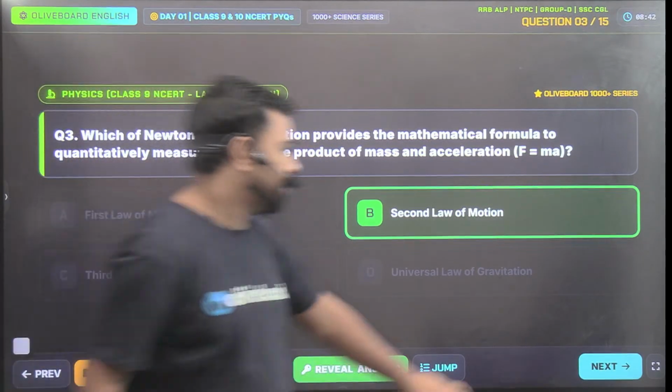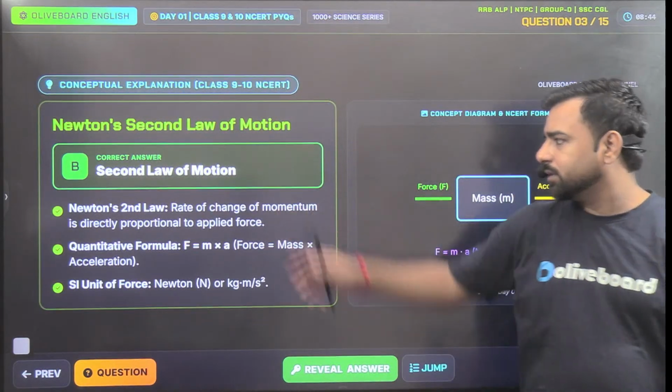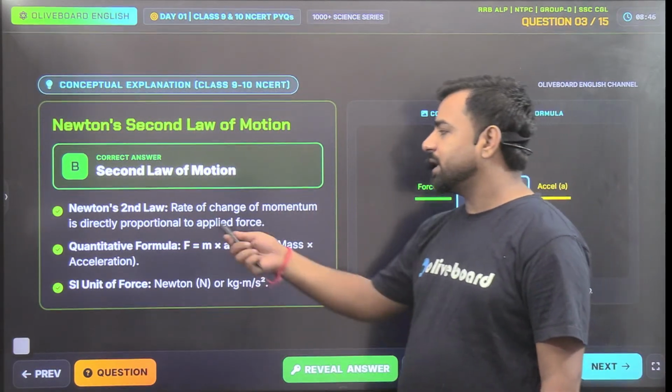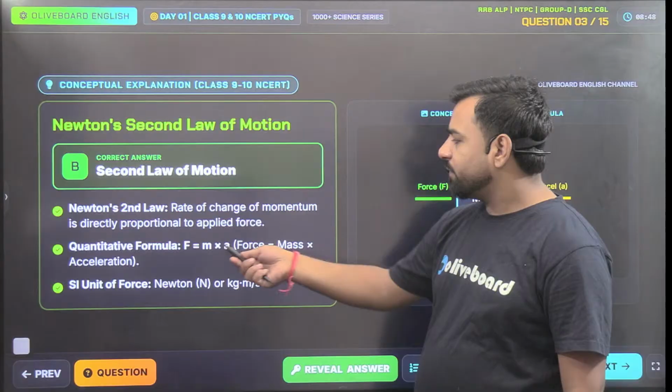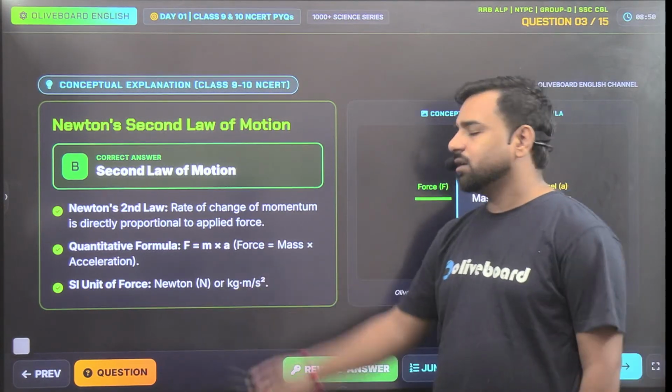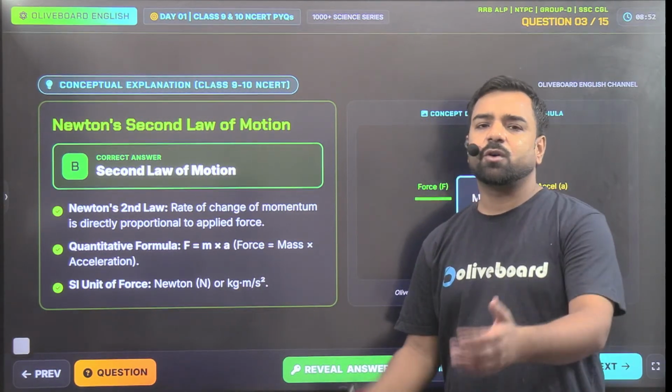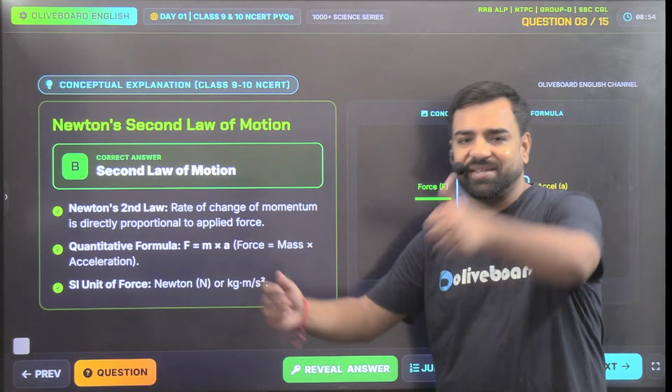Yeah, that's correct. So here it's given that the rate of change of momentum is directly proportional to the applied force. F is equal to ma, and the SI unit of force is Newton, or we can say it's kg meter per second square. That's great.